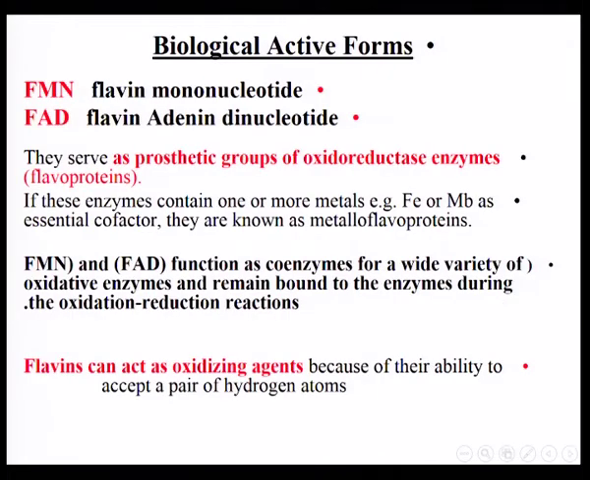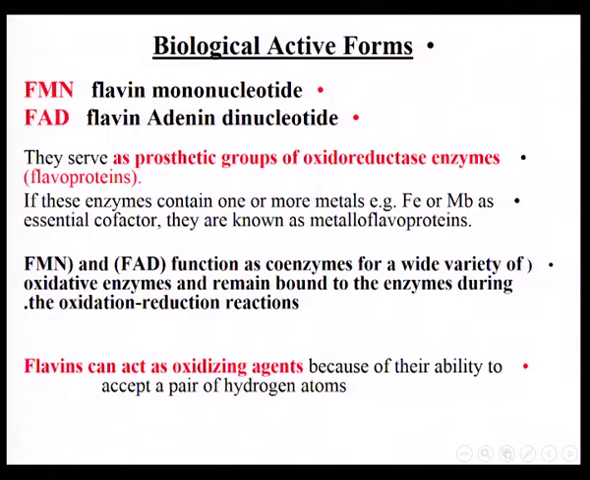Now if you look at those two important forms, riboflavin is basically the source for making flavin mononucleotide, which we call FMN, and FAD, flavin adenine dinucleotide. What we understand from this is that they are prosthetic groups of oxidoreductase enzymes. In other words, we call them flavoproteins, those flavoproteins which have oxidoreductase activity. So what do we do?